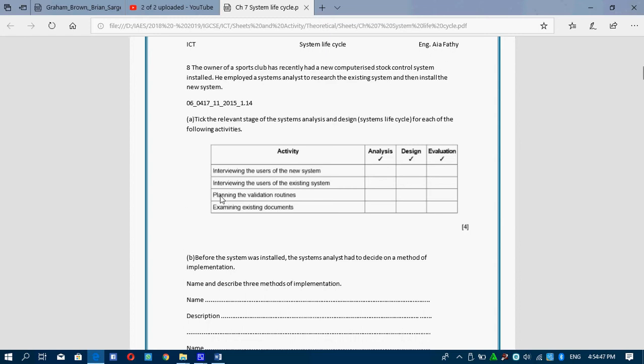Planning validation. Planning the validation routine will be in the design. You are planning, so you will plan in the design. Examining existing documents, as I said before, if you find existing or old, it will be analysis. If you find new, it will be evaluation. So examining existing documents is analysis. You will make a tick here.